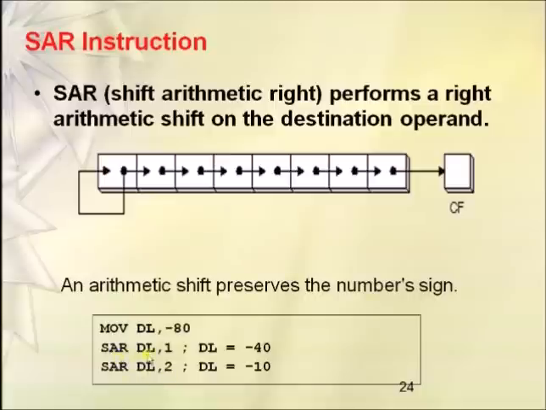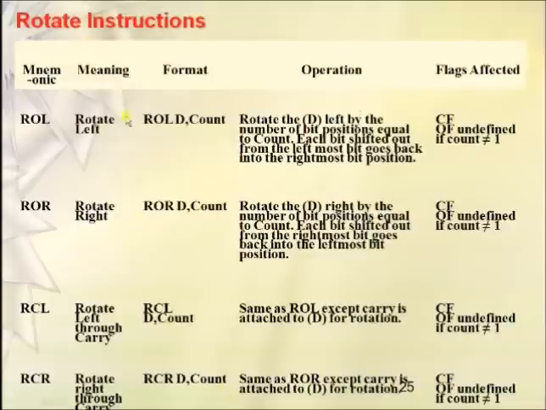So we are performing SAR on DL, and we have got minus 40, and if you are performing it by 2 times, then we get minus 10. Now these are the rotate instructions: rotate left, rotate right, rotate left through carry, and then rotate right through carry.